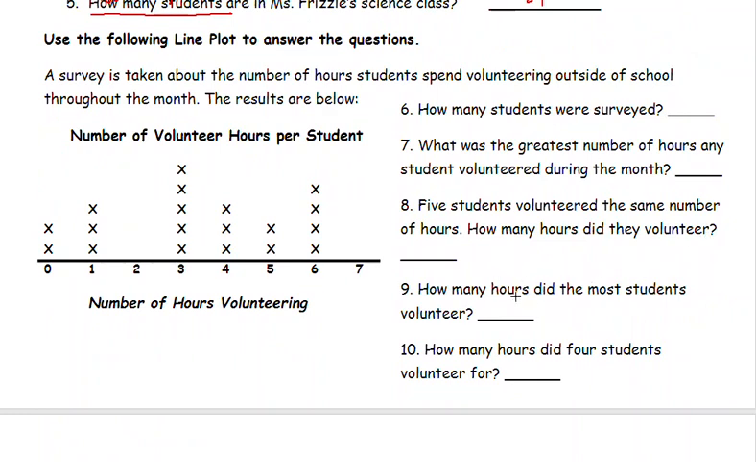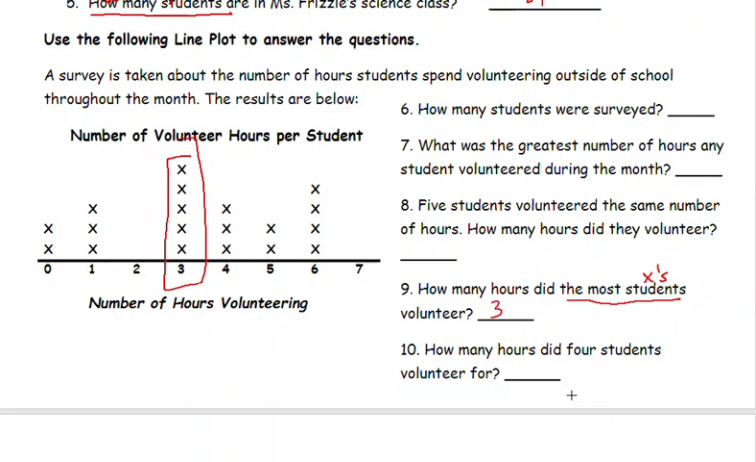Something that could be tricky: how many hours did the most students volunteer? Remember that we're looking for the most X's. Each X is one student, so where we have the most X's, that would be right here at 3. So the most students volunteered for 3 hours.